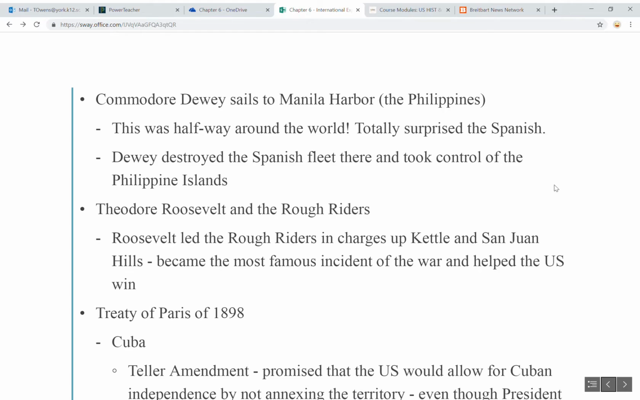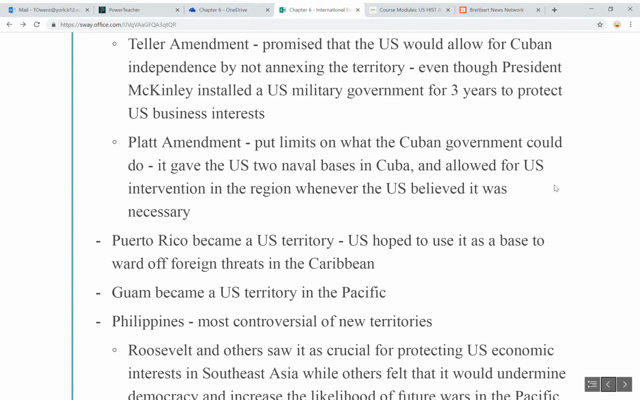Okay, now a few things. We were fighting, ostensibly, for Cuba's independence. So before we went to war, it was stated that we could not annex Cuba, and that's the Teller Amendment. We were fighting for their independence. We're not going to take this as a territory. But even though we can't take Cuba for a territory, and we don't gain it, we do install a U.S. military government there for 3 years to protect our business interests, okay?